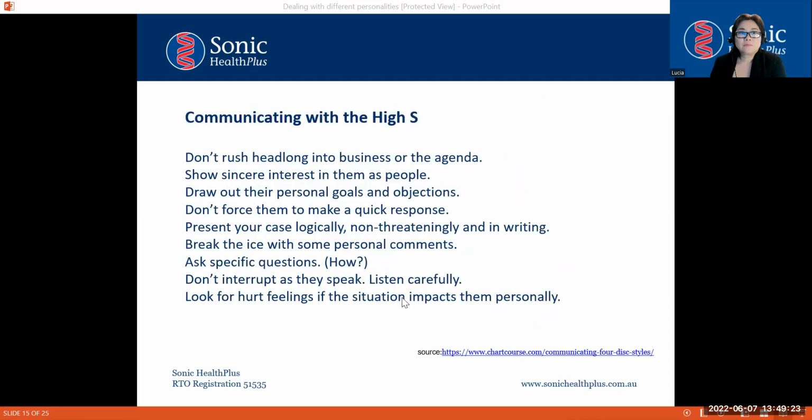and that things have been really looked at in different aspects and people are being considered. Okay, don't rush them. Show sincere interest in them and the people that they love. Draw out their goals and objections, because the S's have a tendency to hold back on what they say because they're very conscientious. There's that conscientious thing, but it's more on the people focus side, not to negatively impact people or offend people. And don't force them to make a quick response, because it takes a while for them to investigate different aspects.